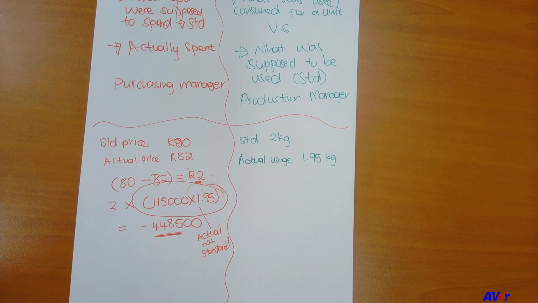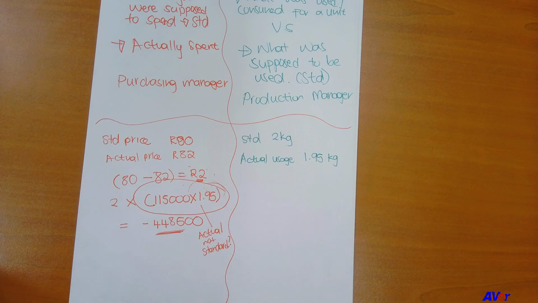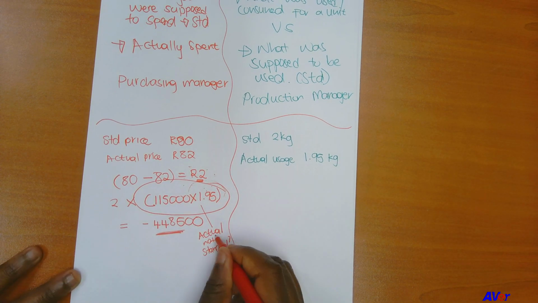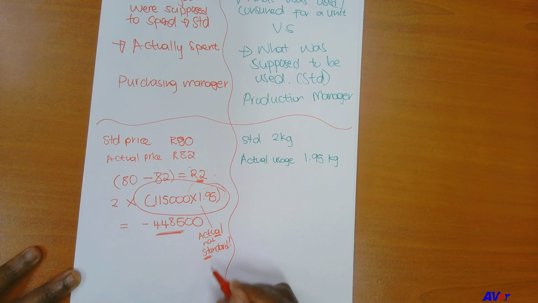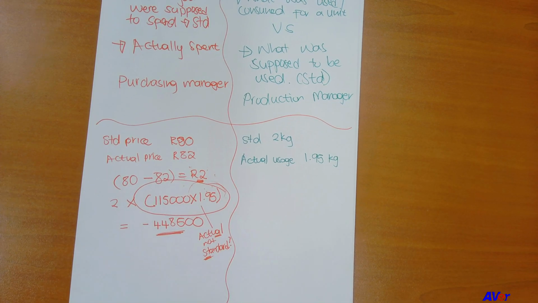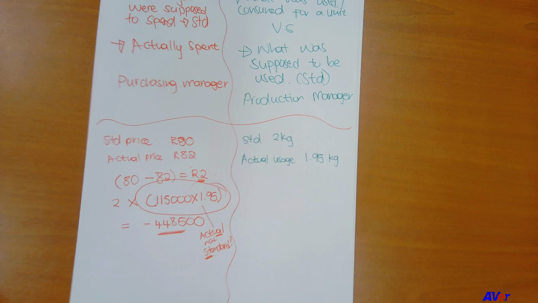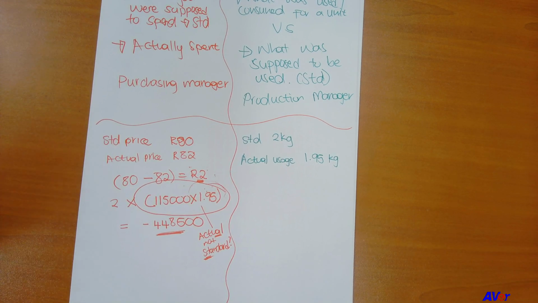And my answer for that is actually, what did he buy? He bought the actual, not the standard. So the impact of his decision is that he actually went out and bought material to make 115,000 units at 1.95 units used per unit. So that's what he actually went out to buy. That is the cost of his decision.